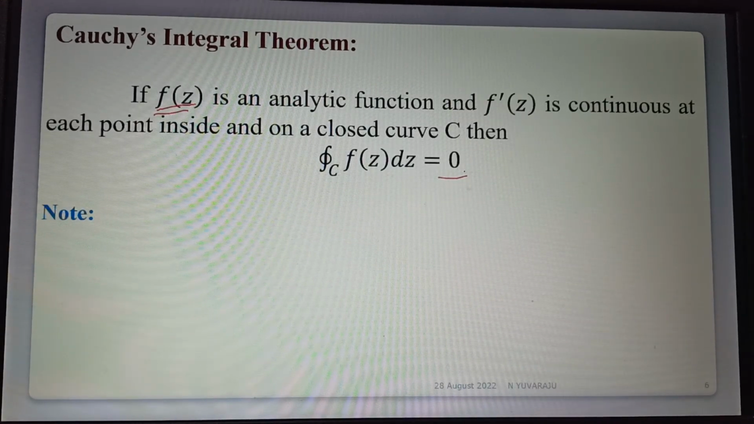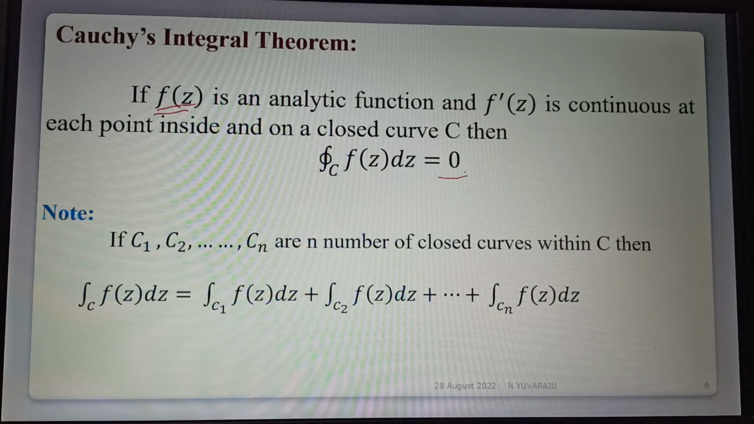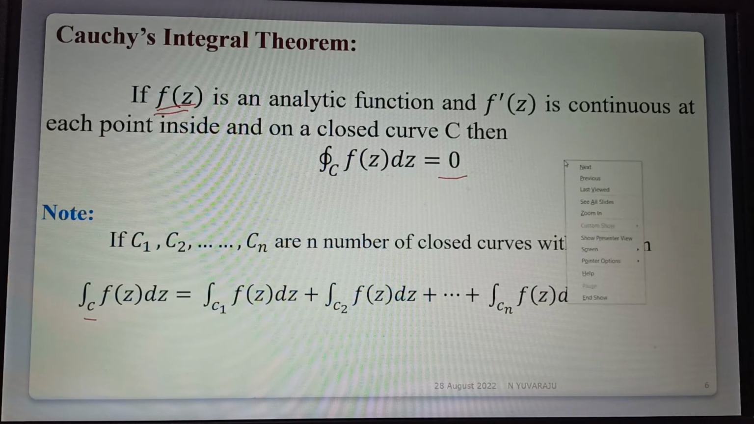Okay, next one, see the note. If c1, c2 up to cn are a number of closed curves within C, that means the given curve is separately bounded by c1, c2 up to cn. We cannot find it directly over C only, so we separate the integration: integration over c1, over c2, up to cn, then adding all the values gives the integration of the given complex variable over C, where C is the given region. This is also one procedure: when more than one curve is given, we find the integrals individually and add them, to get the required complex variable integration. Okay? This is the complex integral theorem.